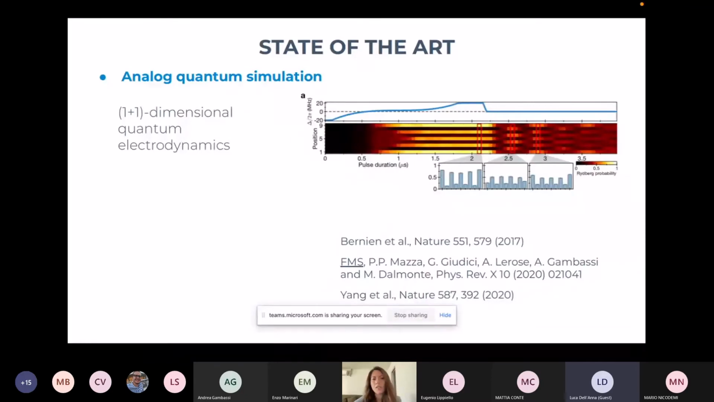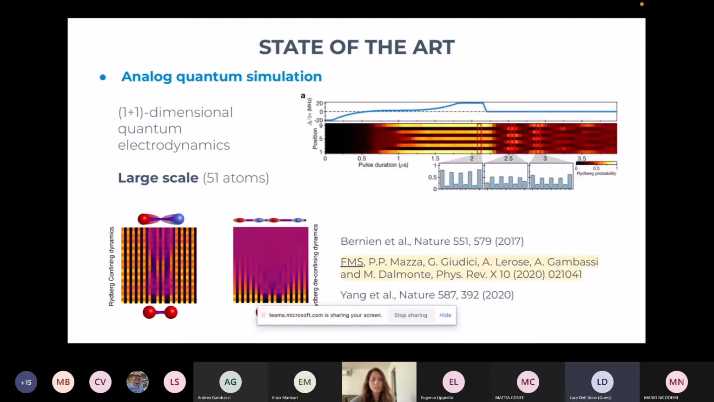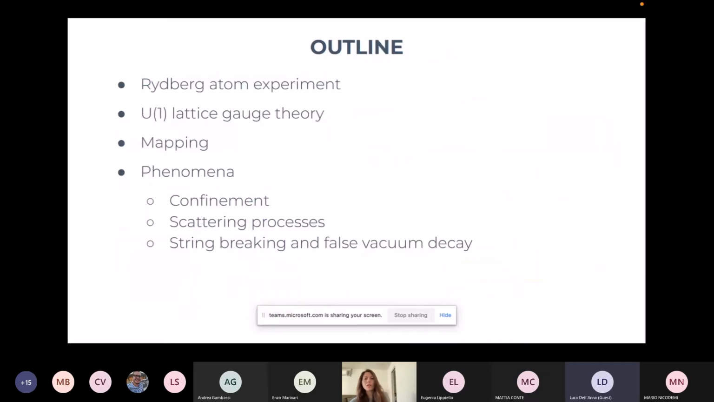And the analog quantum simulation is, of course, less flexible than digital quantum simulation, but the advantage is that at the moment it can reach much larger system sizes. So here, this experiment was done with 51 atoms. And yeah, this is the reference for what I'm going to discuss, and then I will also discuss some follow-ups from this work.